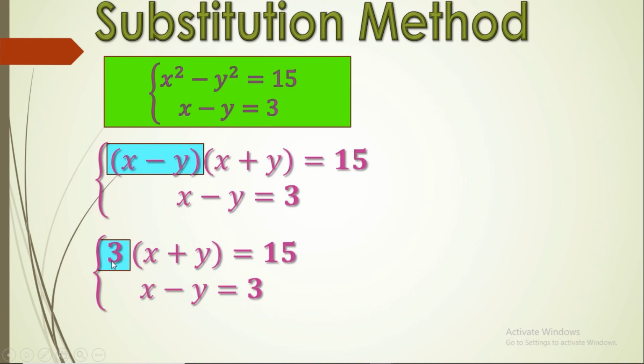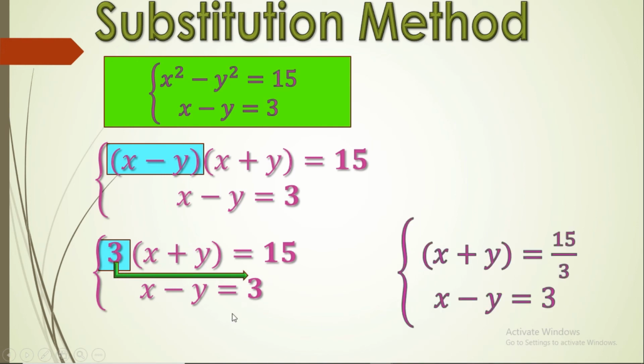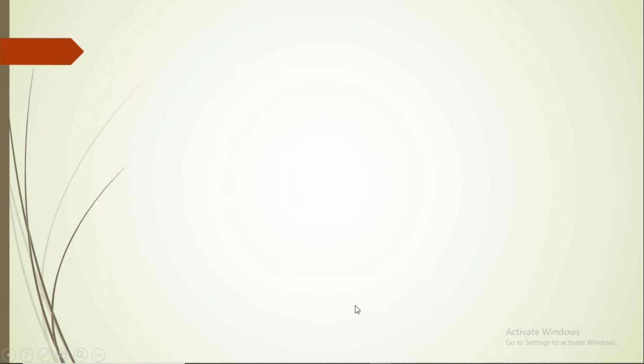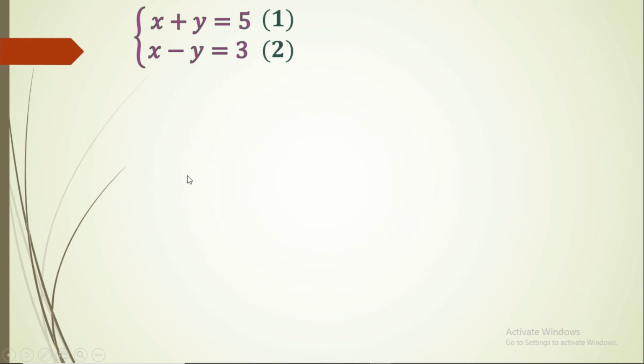Now if you note something, here it's a number, we can move it to the other side of the equation. So between them we have nothing, it's times, then it will be divided by. So x plus y equals 15 divided by 3 and x minus y equals 3, we copy it the same. Now 15 divided by 3, sure it's 5. So x plus y equals 5 and x minus y equals 3. Here we have the two equations. We can solve them by the elimination method.